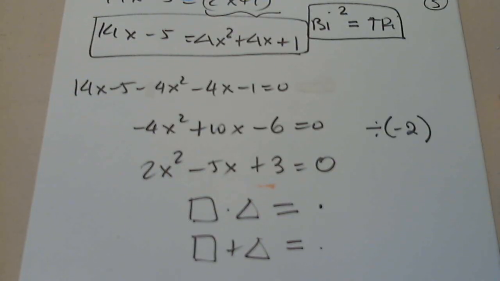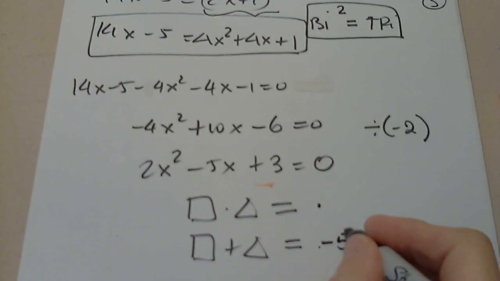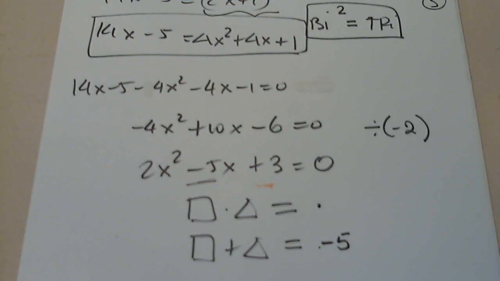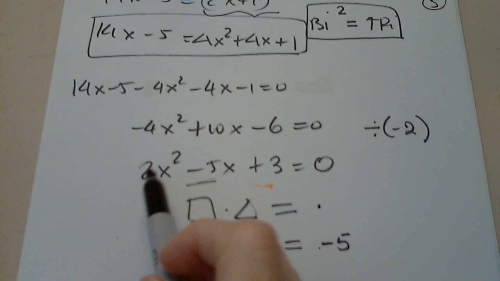So the sum is -5. What is the product? The sum never changes. But what is the product in this case? The product is 6. 2 times 3 is 6.